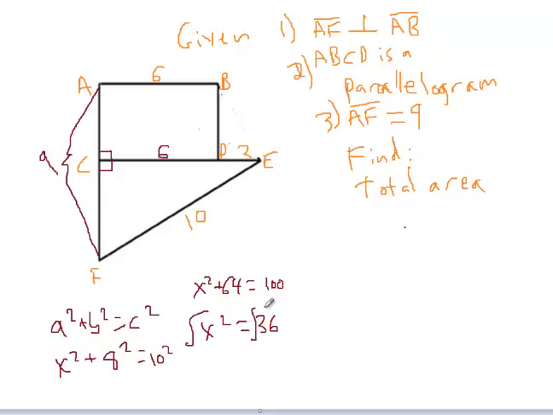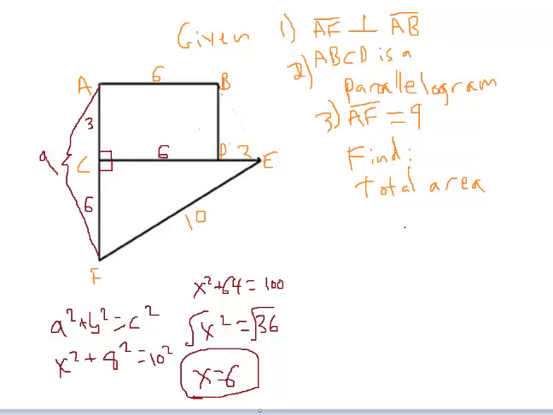Take the square root of each side, and you have x equals 6. Okay, so we've gotten that using the Pythagorean theorem that this is 6. Now we know that this whole thing, AF, is 9 altogether. So if this is 6, that leaves 3 left here. So now we've got all the dimensions we could possibly need.